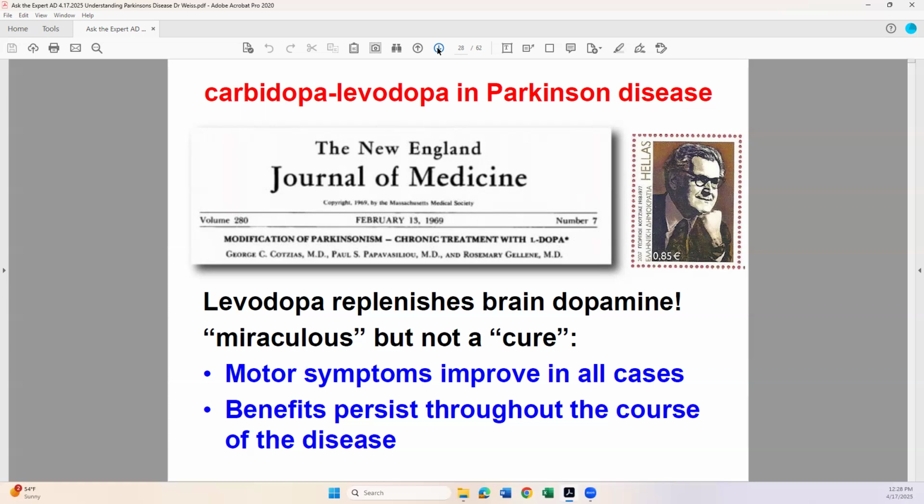And this is very similar to insulin and diabetes. Insulin is not a cure, but it miraculously helps the sugar regulation. Levodopa is not a cure. It doesn't stop neurodegeneration, but it really helps the symptoms. The motor symptoms improve, and the benefits persist throughout the course of the disease. But unfortunately, as you'll see as time goes on, the neurons in other areas of the brain continue to be affected. Next slide.